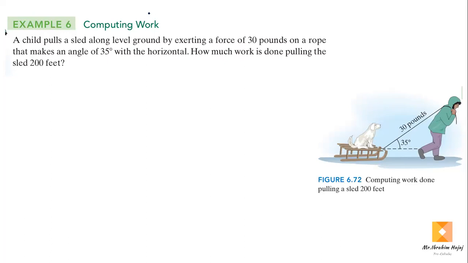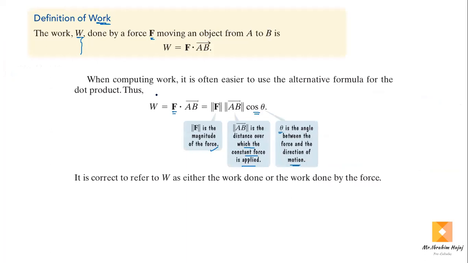I'm not sure how to solve it, Mr. How much work is done pulling the sled 200 feet? So apply this formula from the previous one. Apply this formula, which is W equals the magnitude of F times the magnitude of AB times cosine theta.